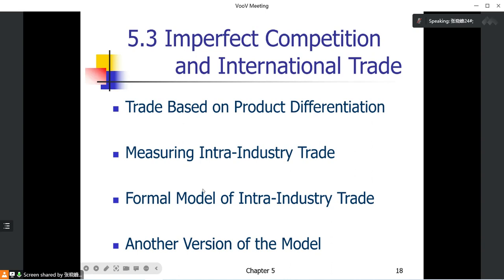The formal model of the intra-industry trade was actually invented by a very famous American academic, Dowling. Another version of the model. These are the items we are going to learn in this small chapter, in this subheading.